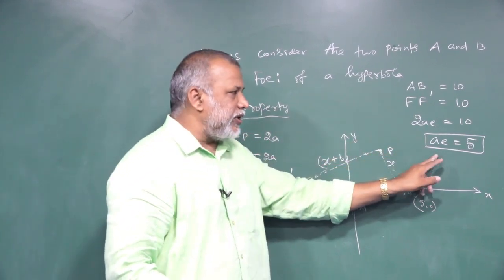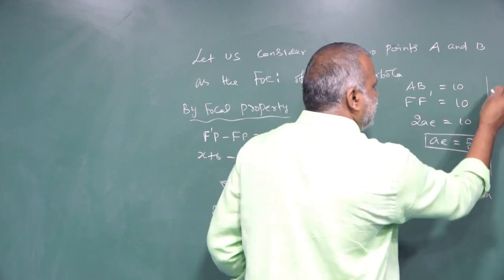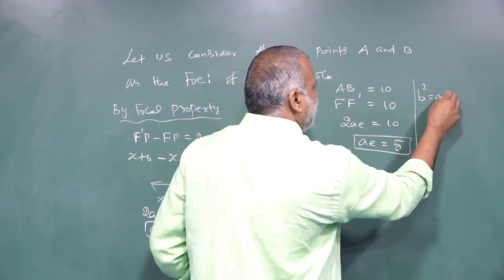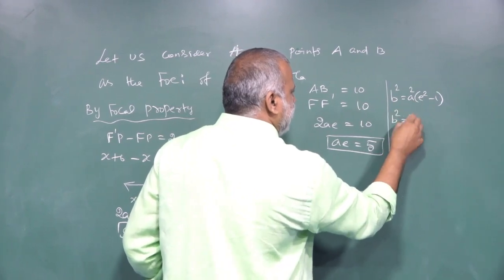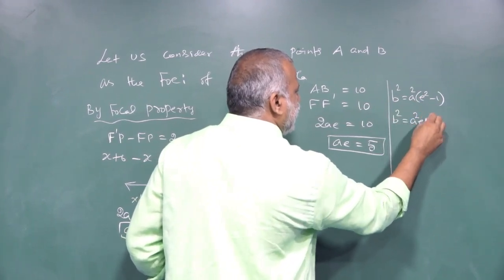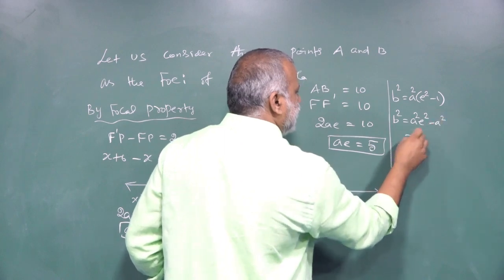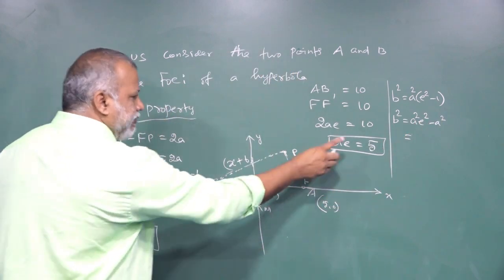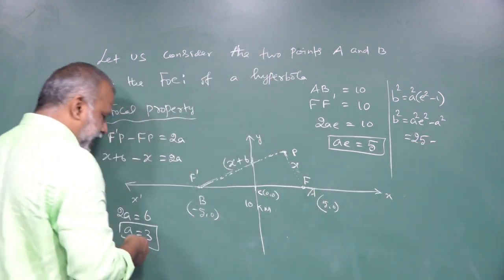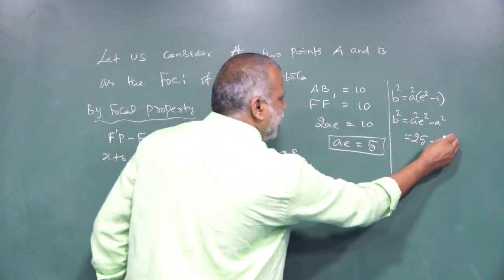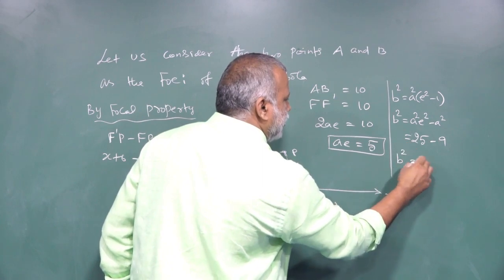Then ae equals 5. What is the value of b squared? b squared equals a squared times (e squared minus 1). So I can multiply this out as a squared e squared minus a squared. That means ae is 5, and 5 squared becomes 25. Then a is 3, and 3 squared becomes 9. Therefore, I can get b squared equal to 16.